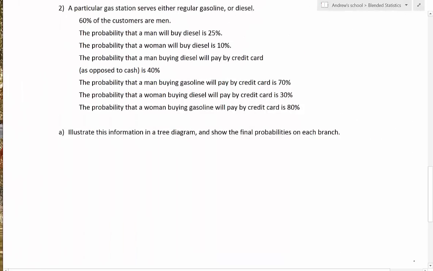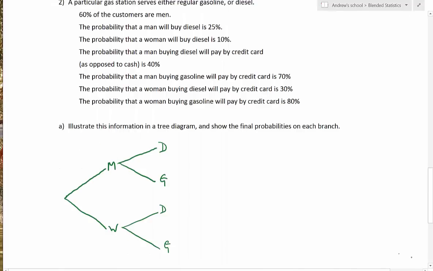This second example really is a fairly complicated tree diagram, and it helps to understand the bigger picture and think of this intuitively rather than looking at hardcore formulae. I'll give you a chance to read it. I'd like you to try to draw this in a tree diagram, realizing that the question is set up as either men or women buying diesel or not diesel, and buying with credit card or cash. So I'll give you a couple of minutes to try to draw the correct tree diagram.